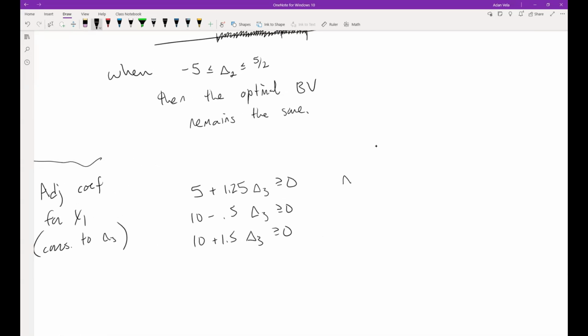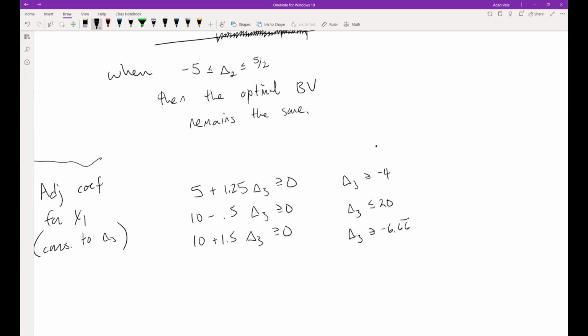If we do that, we end up with delta 3 has to be greater than or equal to 4. Wait, is that right? Yeah. No. Negative 4, sorry. Something about that seemed off. All right, so delta 3 has to be greater than or equal to negative 4. For the next equation, we get delta 3 has to be less than or equal to 20. And then finally, delta 3 is greater than or equal to negative 6.666, right?